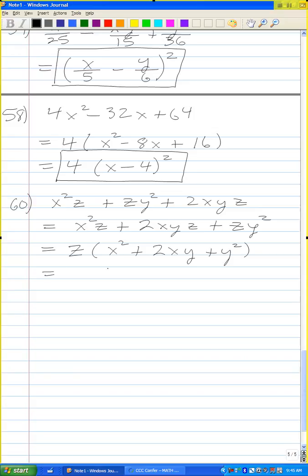And so this is equal to z times, square root of x squared is x, square root of y squared is y. x times y times 2 is 2xy. And so I have factored this completely because that is indeed a perfect square trinomial. Let me do problem number 66.